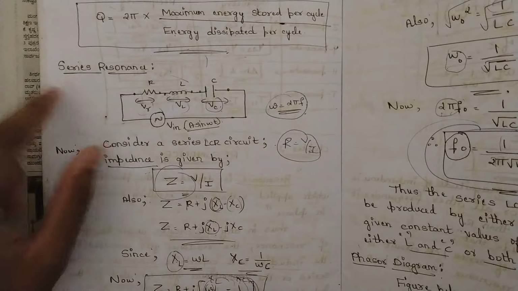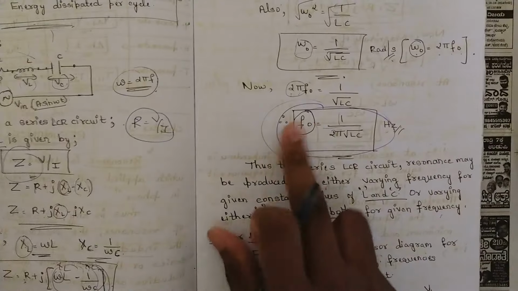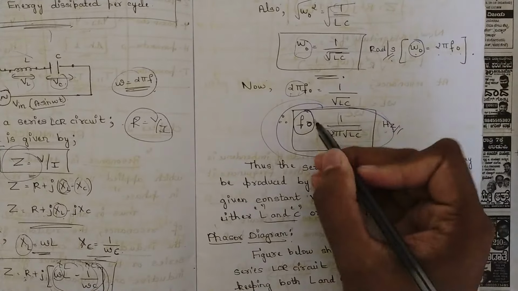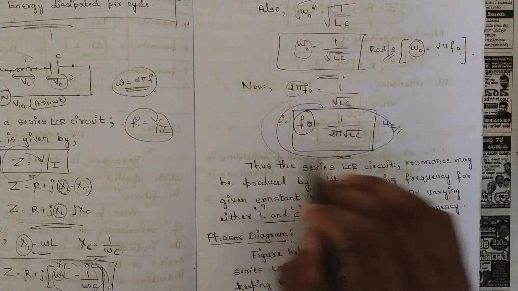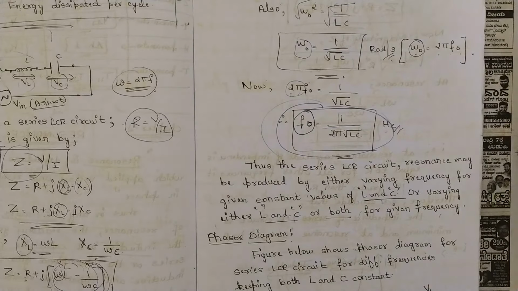Our goal in this series resonance is to find the value of the resonating frequency f naught, and this f naught is represented as the series resonating frequency, which is very important. You should remember this. One question is fixed from the series resonance part.